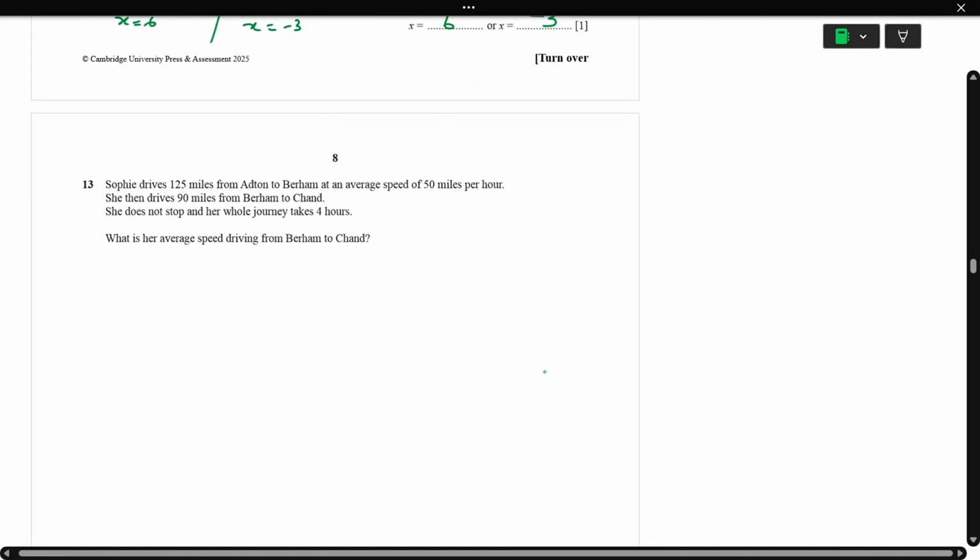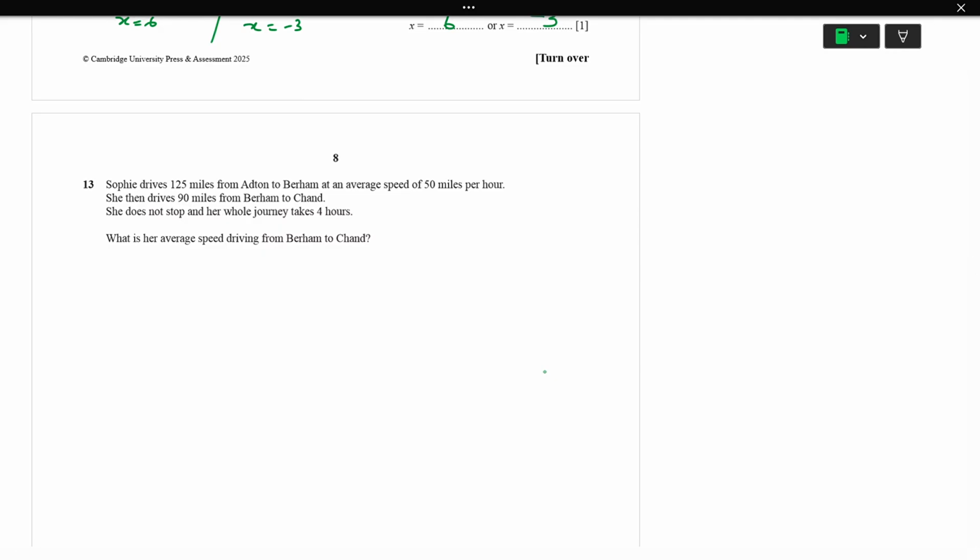Next, question 13. Sophie drives 125 miles from Annan to Barham at an average speed of 50 miles per hour. She then drives 90 miles from Barham to Chand. She does not stop, and her whole journey takes 4 hours. What is the average speed driving from Barham to Chand? We need to find the average speed. The first part we can find, A to B.